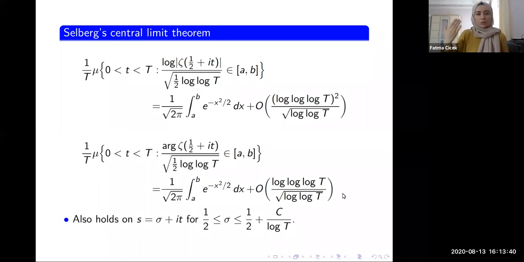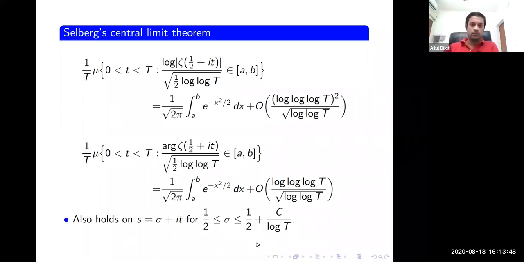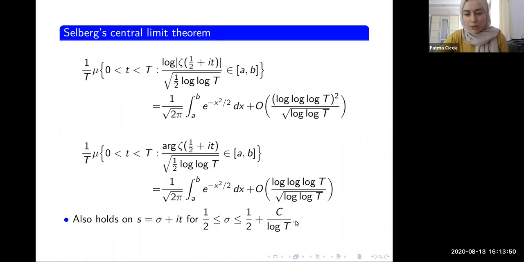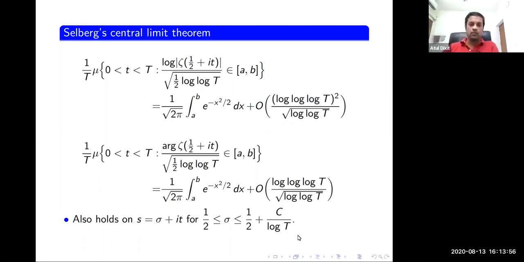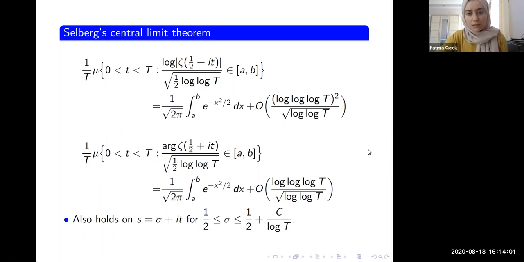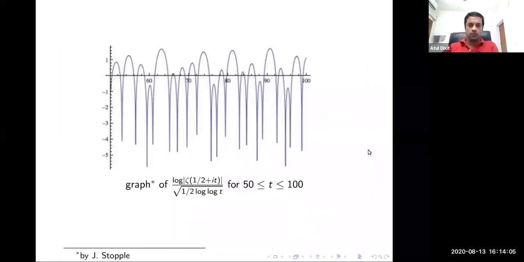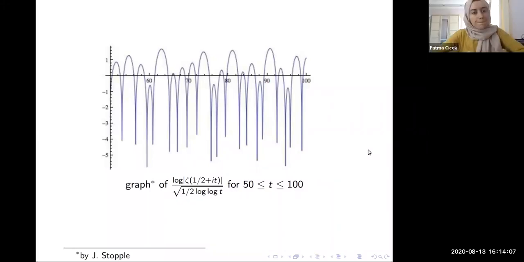But in fact, if you consider another vertical line, where sigma, the real part, still depends on t in this way, so it is close to 1/2 by a constant over log t, then over that vertical line, we still have a central limit theorem that looks exactly like this. Okay, so how do we think about a theorem like that?